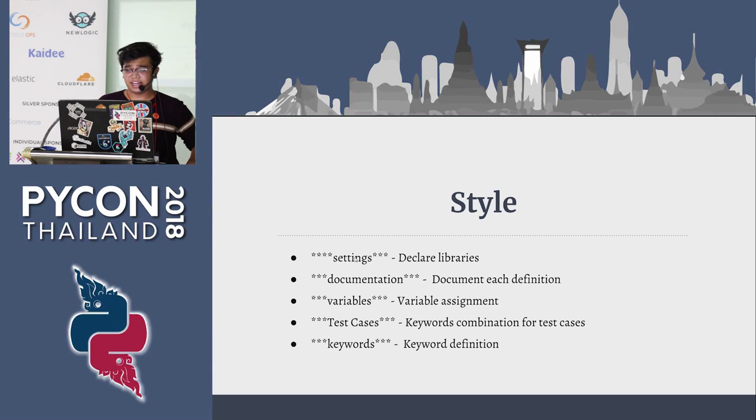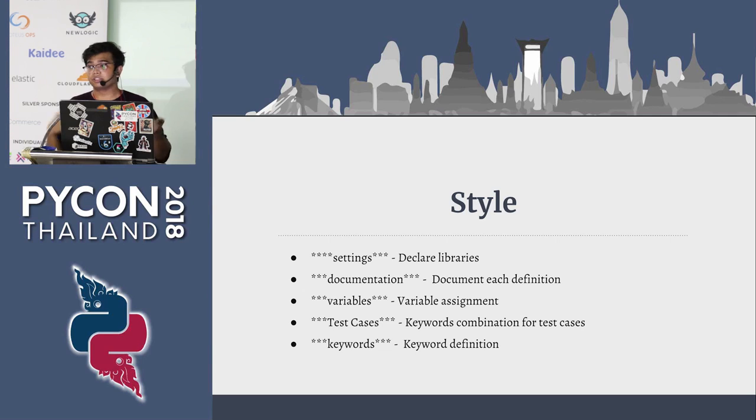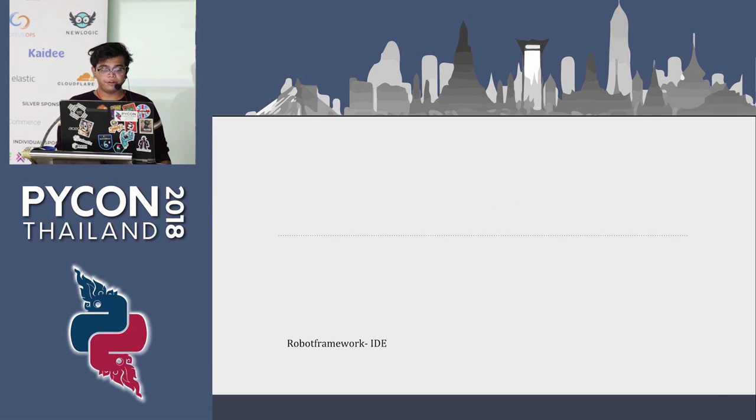In the settings, we declare libraries and any tweaks that we want to make during the test case. Documentation is basically documenting the test case. Variables are just variable assignment. Test cases are like keywords. First, you define the keyword to make sure that it works. In the keyword, you use the built-in library functions, and then you use the test cases to call those keywords and make a definition so that it's readable and deployable for the test scenario.